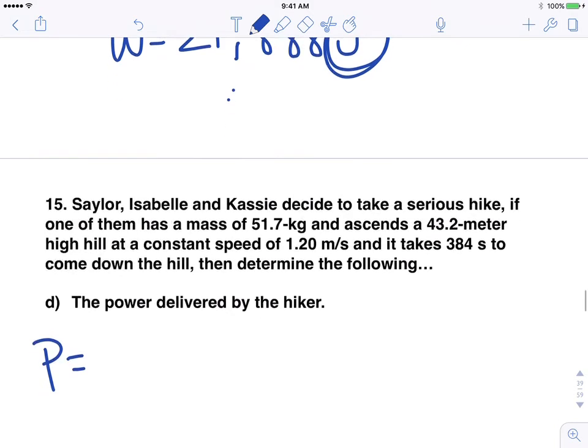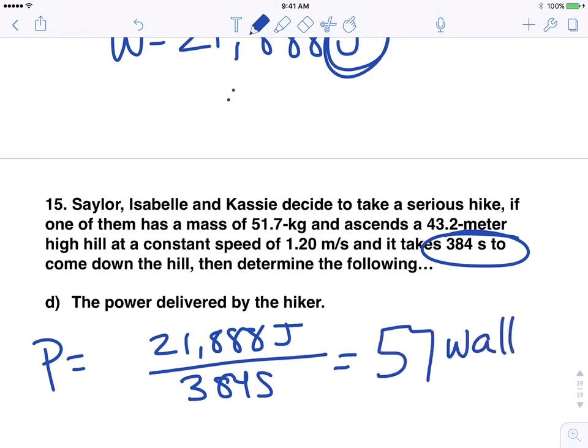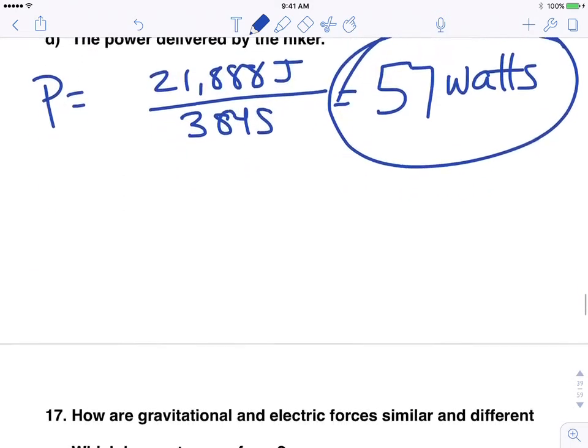And so we have 21,888 joules, and we're going to divide that by the time it takes, and that's 384 seconds. The value you should get is, let's see, 21,888 divided by 384 seconds. The power output was 57. And what are the units? Watts. So that's your answer. This is a really drawn out problem.